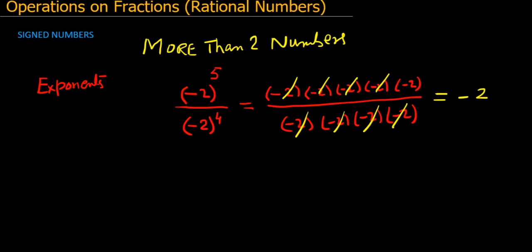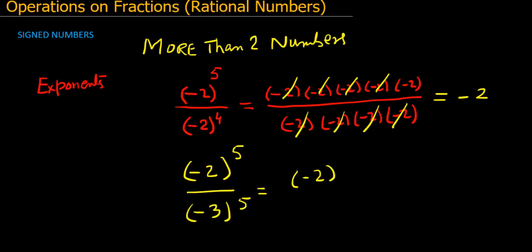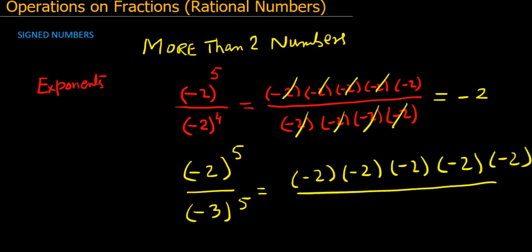But what if there is minus 3? So minus 2 raised to the power 5 divided by minus 3 raised to the power 5. In that case, how do we handle this situation? I will write down minus 2 first to demonstrate, and then I will show you how to solve this very easily. And we have to write minus 3 five times as well.